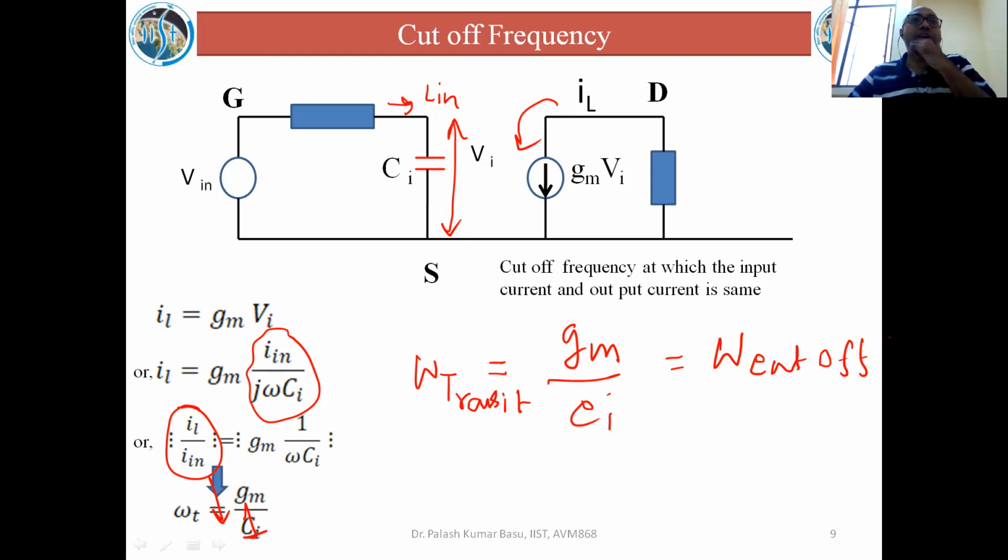So what I'm trying to tell you: those group of people who are always talking about the cutoff frequency of a circuit nature, and those group of people who are much more worried about the transit frequency of a device, they are actually considering the same thing. Because ultimately you have to have a good gm by Cgs ratio, right? So transit frequency and cutoff frequency, in this case, are the same. There is no difference.